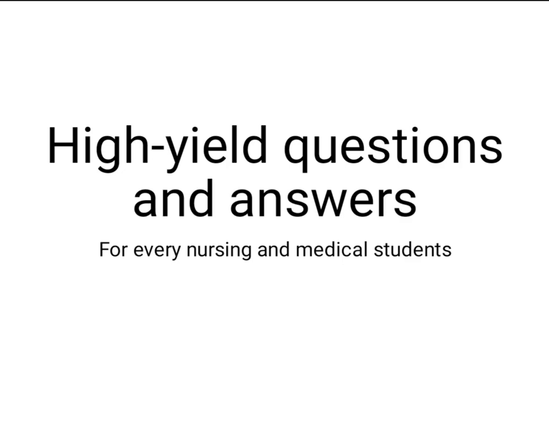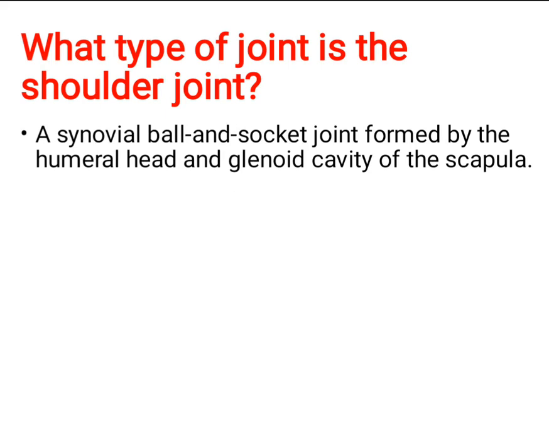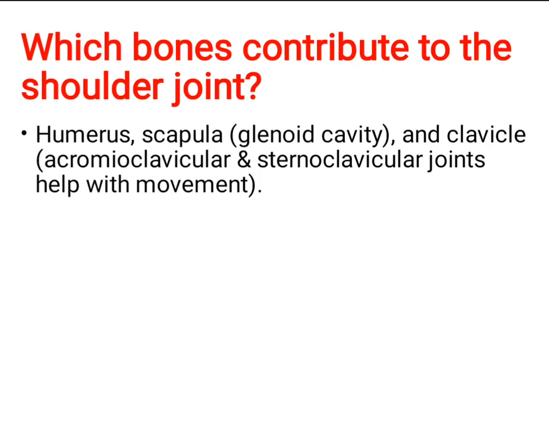About the shoulder joint that every medical and nursing student should know, along with concise answers. Anatomy and biomechanics. 1. What type of joint is the shoulder joint? A synovial ball and socket joint formed by the humeral head and glenoid cavity of the scapula. 2. Which bones contribute to the shoulder joint? Humerus, scapula, that is glenoid cavity, and clavicle, that is acromioclavicular and sternoclavicular joints help with movement.